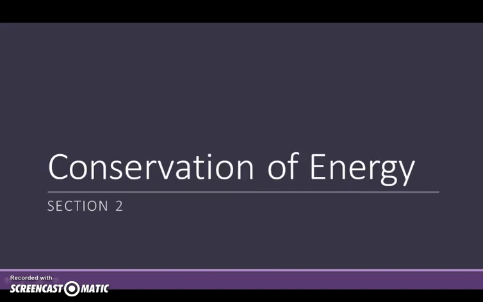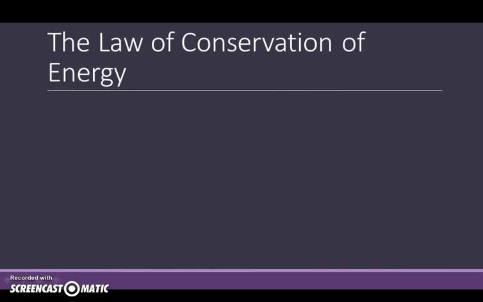All right, Chapter 11, Section 2. We've talked about the two types of energy, kinetic and potential. Today we're going to talk about the conservation of those two. So first thing you need to know is the law of conservation of energy.